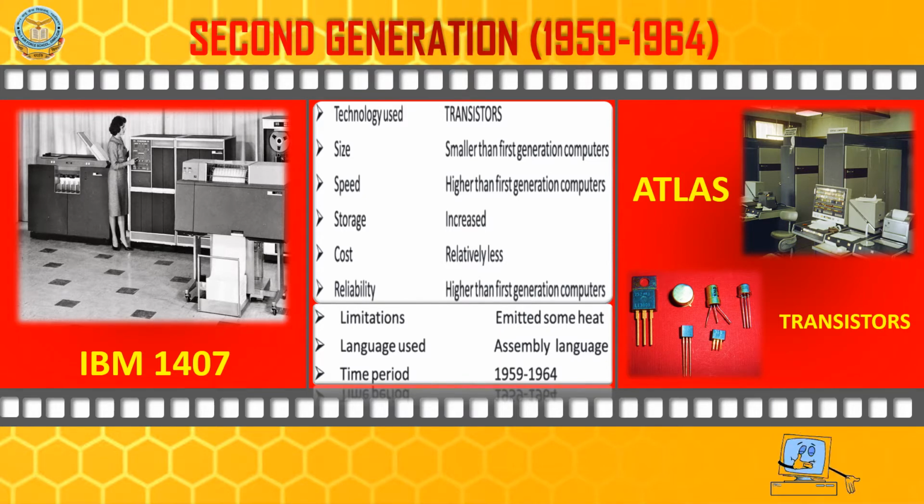Programming was done in assembly language. It means a better language than the machine language, that is 0 and 1 binary numbers. These computers stored instructions in memory. They were smaller in size than the first generation computers, and they consumed less electricity and generated less heat as compared to the first generation computers. And the IBM 1407 and Atlas are examples of second generation computers.